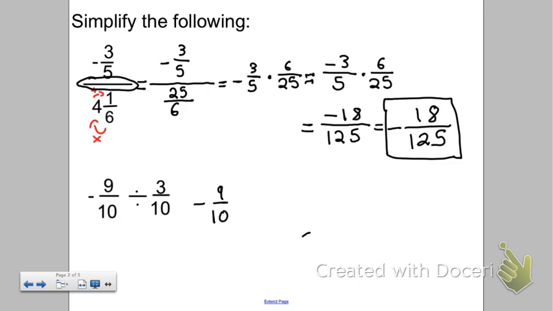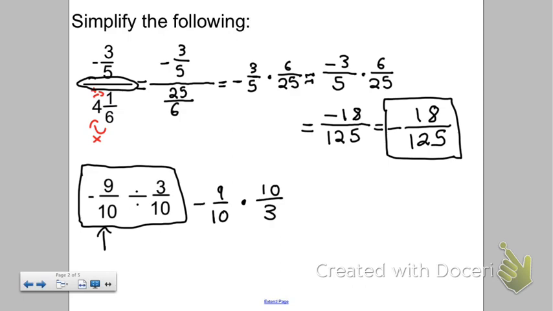My division sign is going to change to a multiplication, and I'm going to multiply by the reciprocal, 10 over 3. So the reciprocal is just flipping the fraction. The numerator goes to the denominator and the denominator goes to the numerator. When your division is written out in this form, the first fraction is the one that stays, and you take the reciprocal of the second fraction.